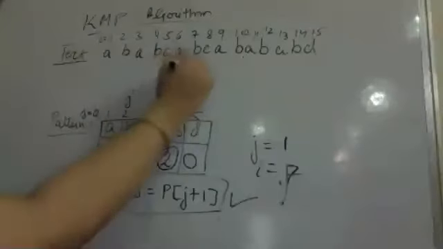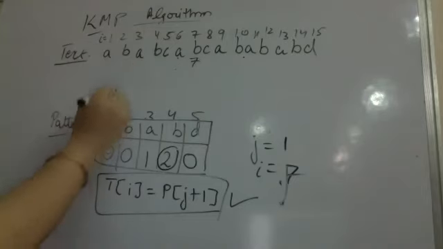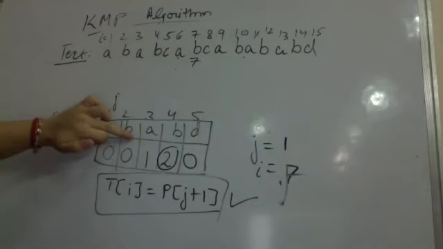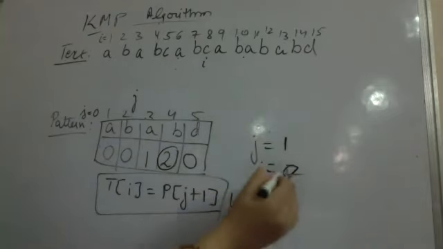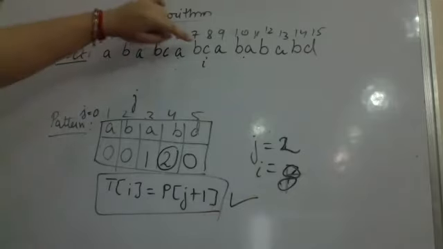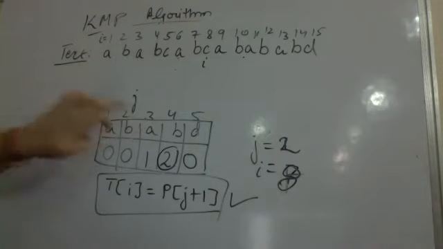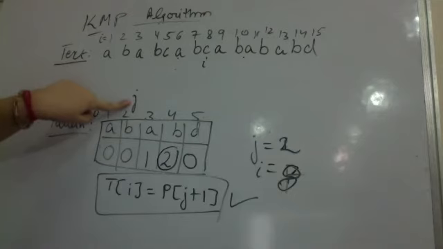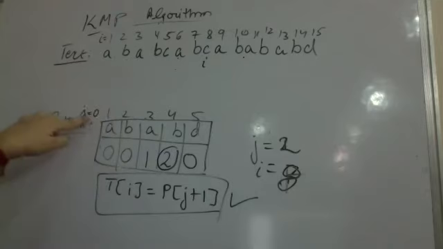Again check. Text of this 7 is equal to pattern of j plus 1. Yes, b is equal to b is again true. Increment j, increment I. So I becomes 8, j becomes 2. Again check whether text of I is equal to pattern of j plus 1. C is equal to a is false. It is not true. That means reduce the value of j to whatever the value of that table is having. So I am reducing the value of j to 0.